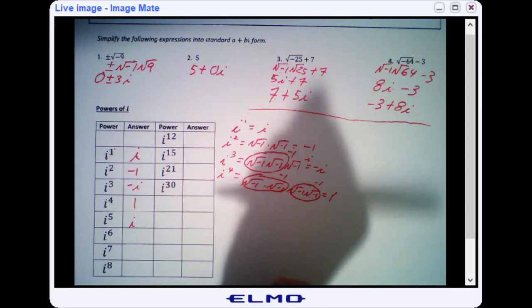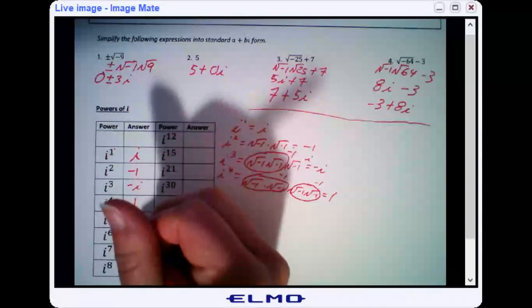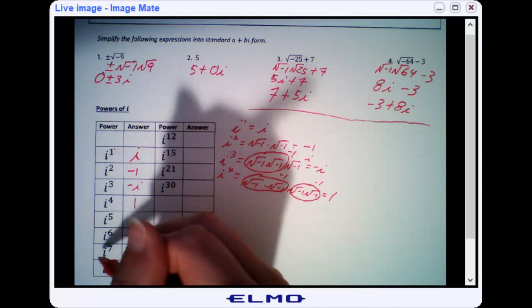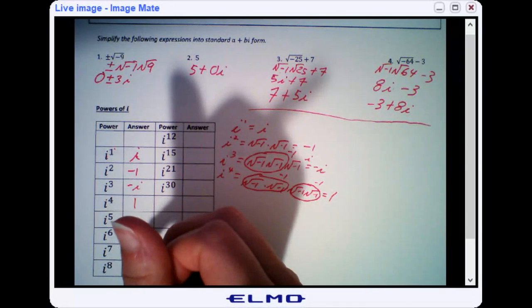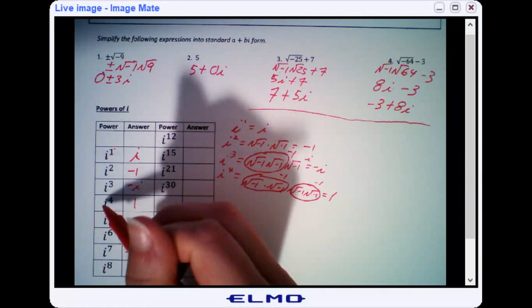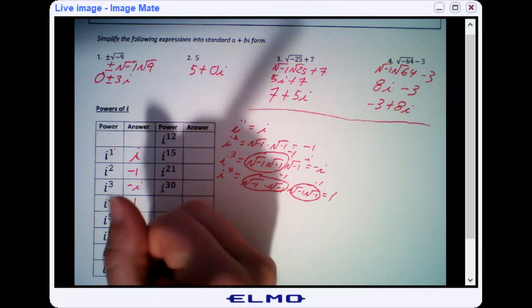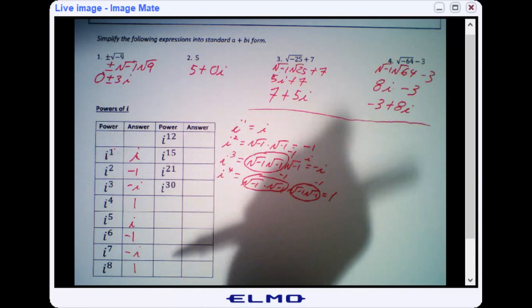i to the 6th would be i to the 4th times i squared, so we're going to get -1. i to the 7th would be i to the 4th times i cubed, and so that's going to give me -i. And then i to the 8th would be i to the 4th times i to the 4th, which is 1. There's a pattern that goes on when we simplify powers of i.